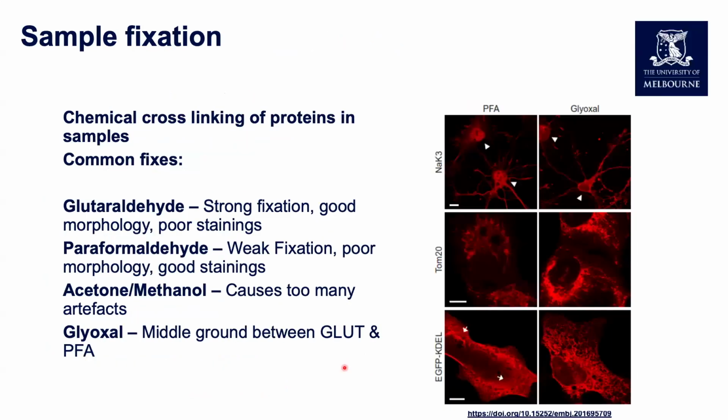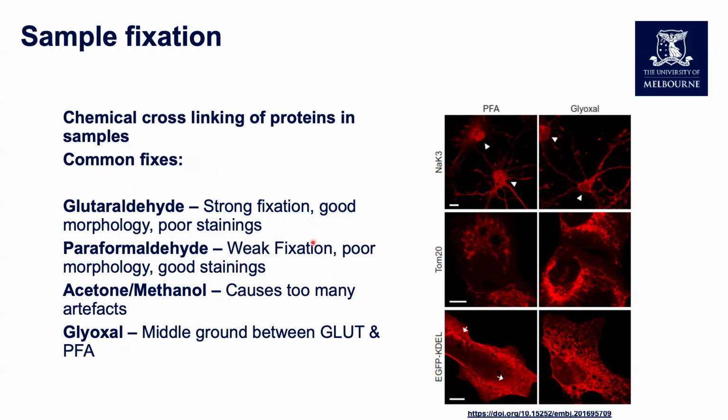What we'll look at next is sample fixation and labeling. If you're trying to come in with antibody labels, often you are going to need to fix and permeabilize your samples to do that. There are a few common chemical cross-linkers that people use for their experiments. So things like glutaraldehyde, paraformaldehyde, acetone, methanol. There's a relatively new one called glyoxal. All of these have different pros and cons, and I've got them listed here on the slides.